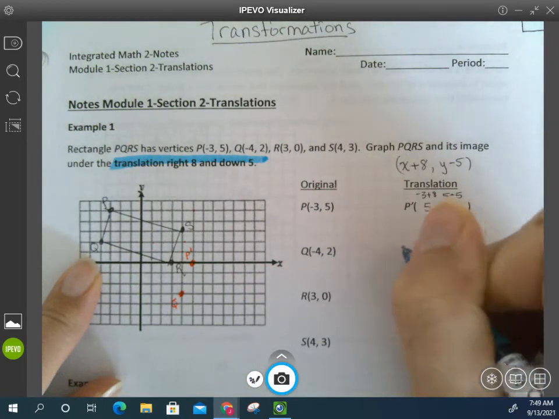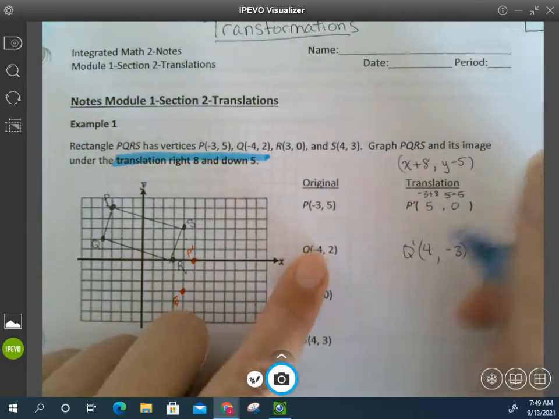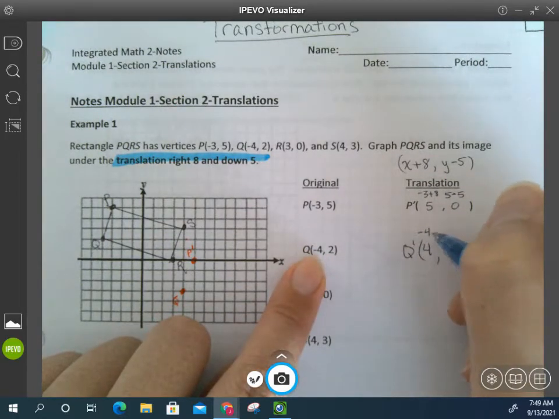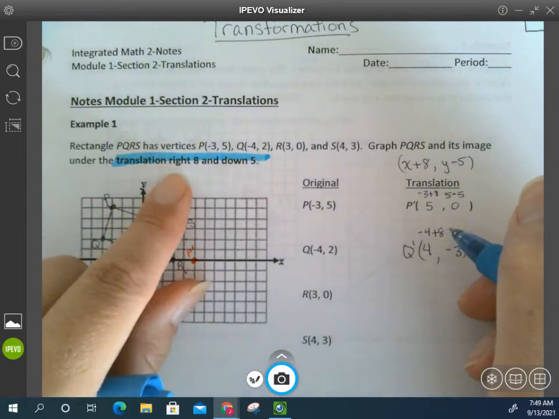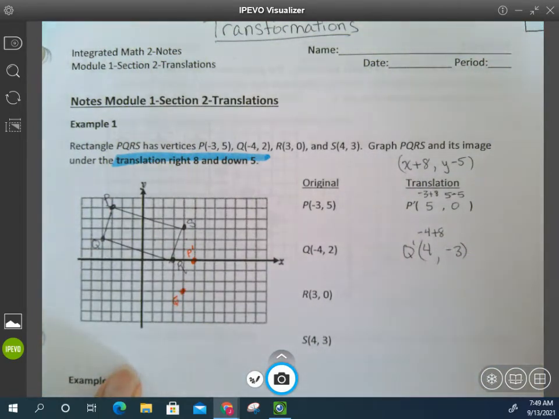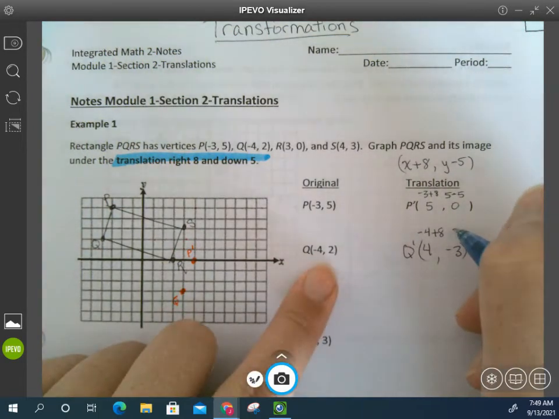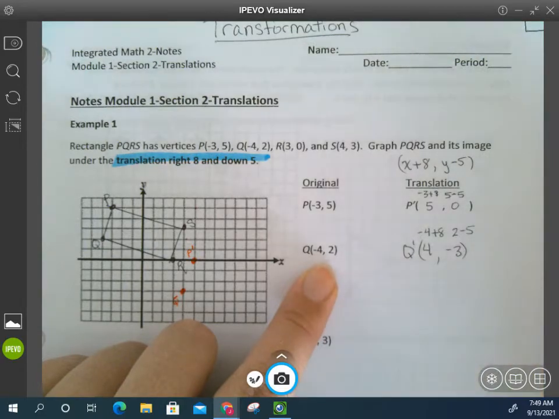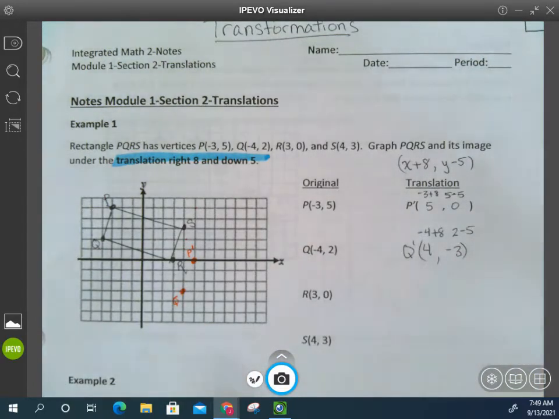All right, well, let's see if that works. We would have taken -4 plus 8, right? We moved right 8, that's positive, which gives me 4. And we would have taken the 2 and subtracted 5, which gives me -3. So I got the right point and I double checked it.